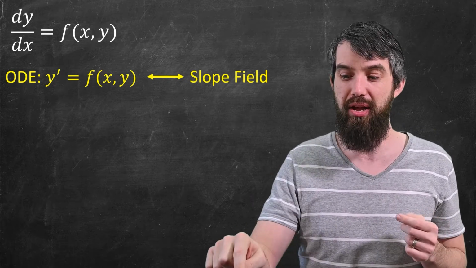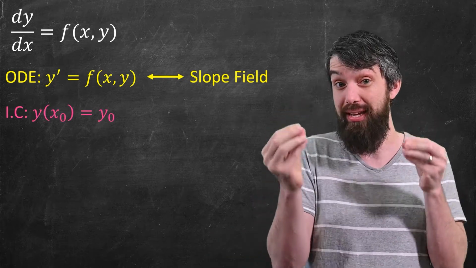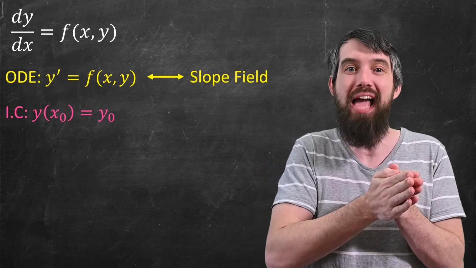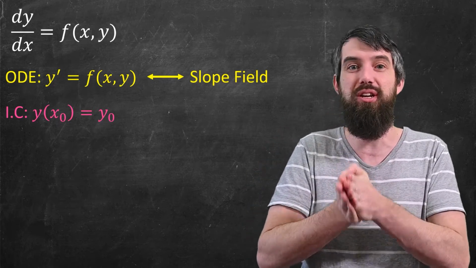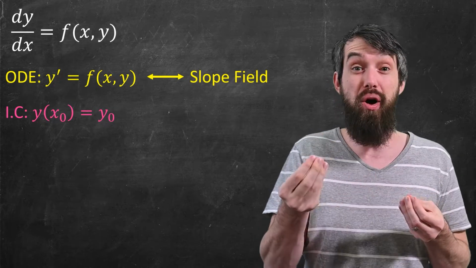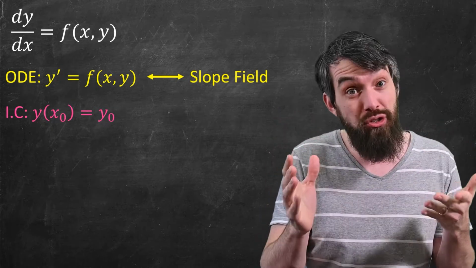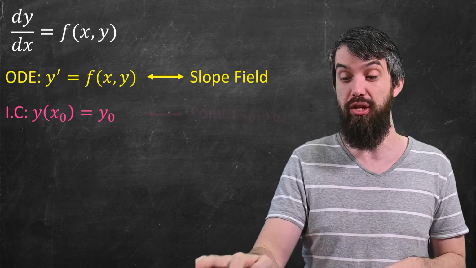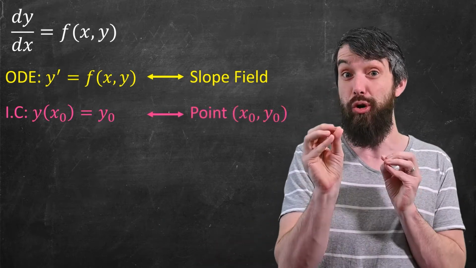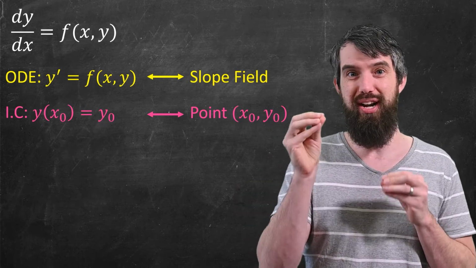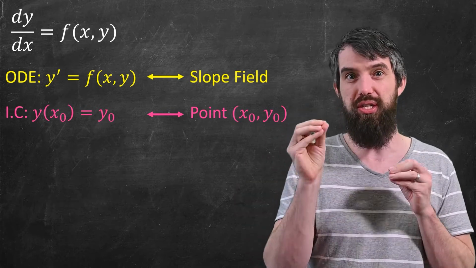Okay, but then I could have, for example, an initial condition. So analytically, this is just specifying that y at some initial value x naught is just going to be y naught. So x naught and y naught are just constants here. So that's specifying an initial condition. Geometrically, what an initial condition looks like is you've specified some particular point on the actual slope field. And that's the spot where you want your solutions to go through.